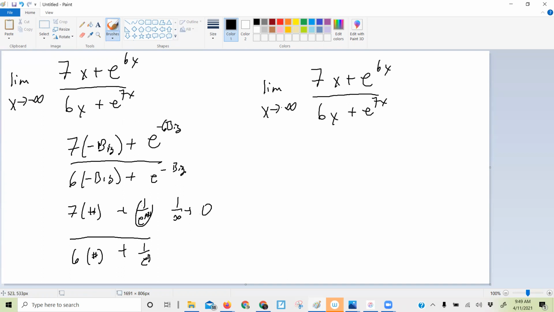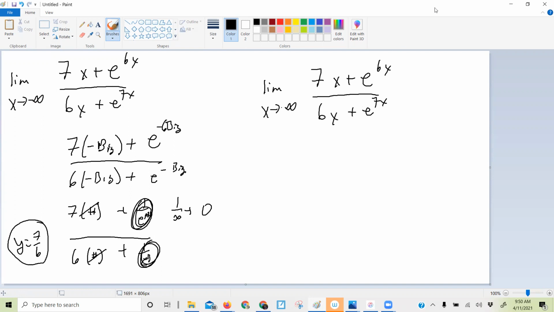So this becomes 0, this becomes 0, and if I have the same number, can't I just simplify that fraction? So the horizontal asymptote is y equals 7 over 6. At least that's what I think it is. Makes sense.